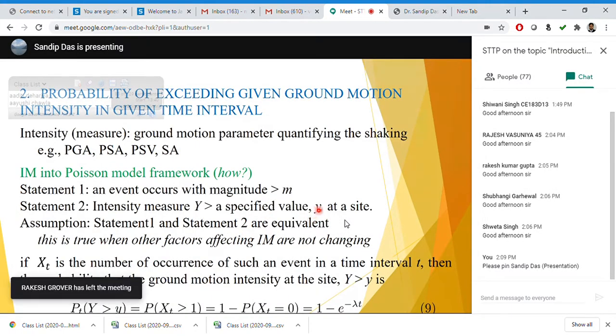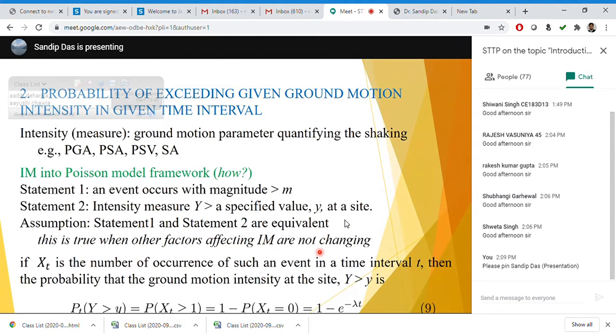Okay, the notation is like this. Small y means it is a specified value, and capital Y means it is that random variable which can take any value. So the intensity measure Y is greater than small y at a site. Now the assumption is that statement 1 and statement 2 are equivalent. That means there always exists some magnitude m such that whenever an earthquake has magnitude greater than m, it will also produce an intensity measure greater than small y, and that is very much acceptable, provided other affecting factors of the intensity measure are not changing.